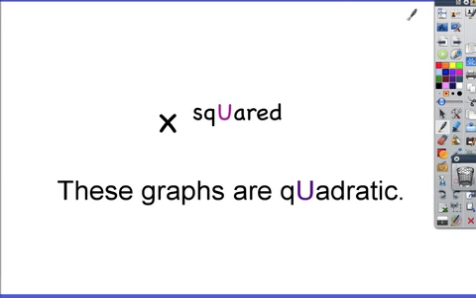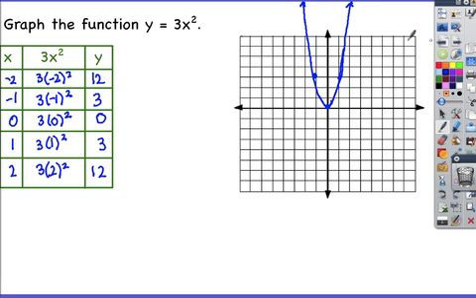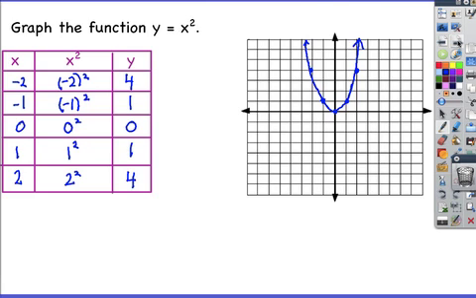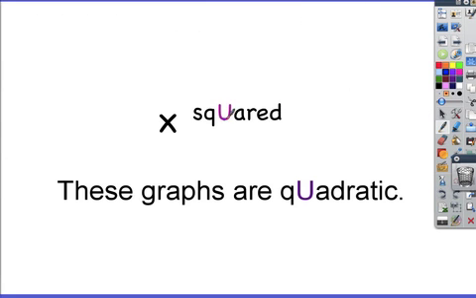The way that I remember these is that each of the examples you'll notice had x squared in it. X squared has a U in it, so it does make a U-shaped graph, and these graphs are called quadratic. So we've had linear graphs, we've had absolute value graphs, and now we have quadratic graphs, which have an x squared in them and make a U shape, which you'll learn later is called a parabola.